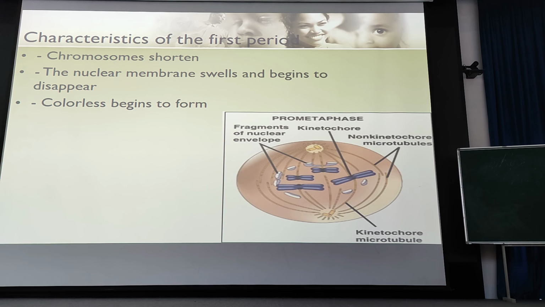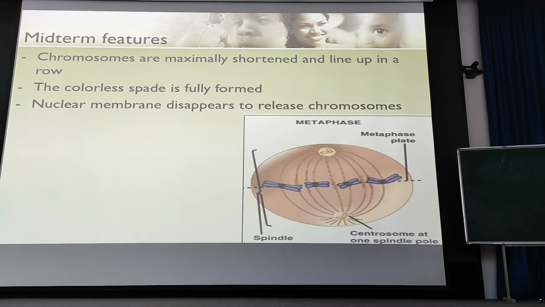So I will talk about four periods. The characteristics of the first period: chromosomes shorten, the nuclear membrane swells and begins to disappear, and spindle fibers begin to form. And second is the metaphase features. Chromosomes are maximally shortened and line up in a row. The spindle is fully formed. The nuclear membrane disappears to release the chromosomes.